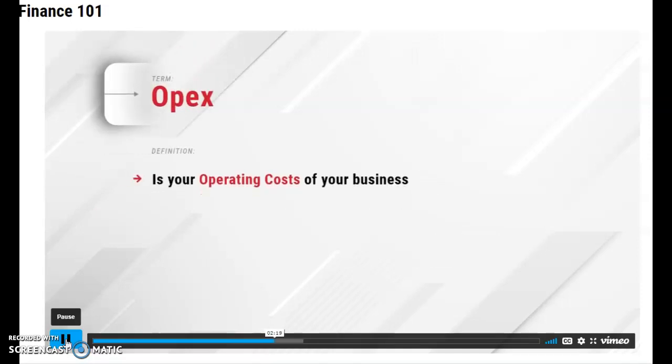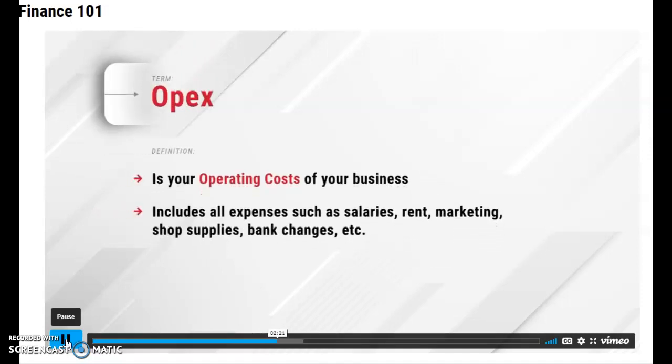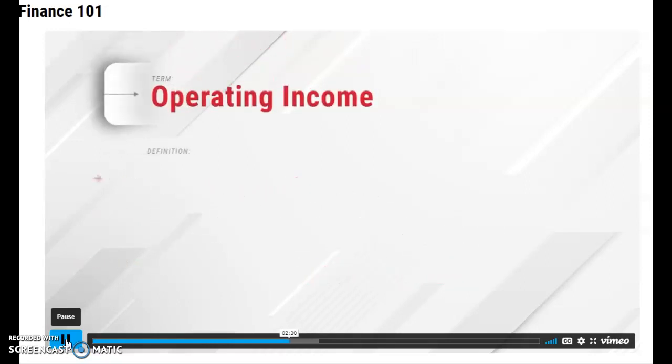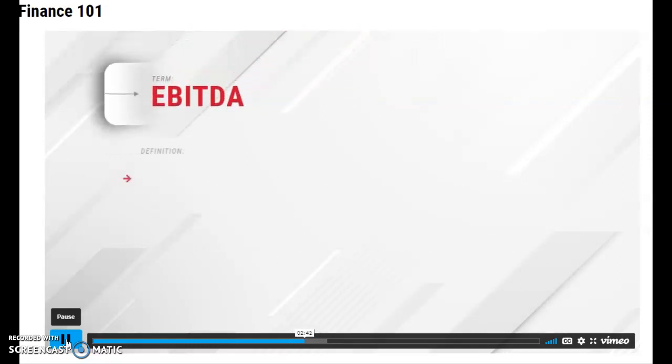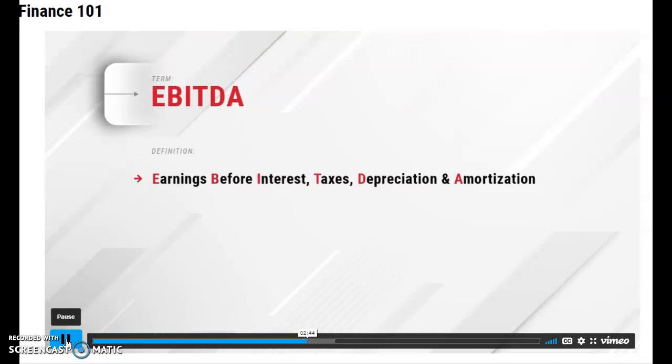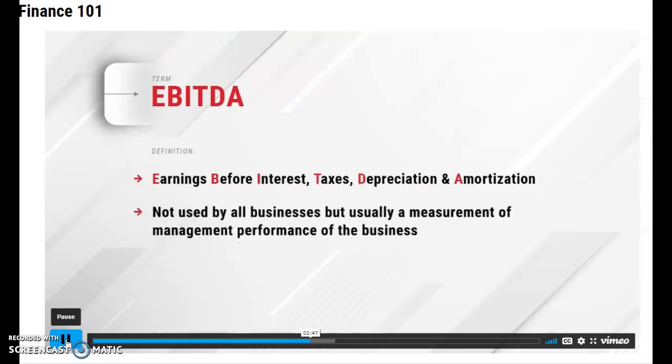OPEX is the operating cost of your business. It includes all expenses such as salaries, rent, marketing, shop supplies, bank charges, etc. OPEX can be made up of variable or fixed expenses. Operating income. Operating income is an accounting figure that measures the amount of profit realized from a business's operations after deducting operating expenses. EBITDA, earnings before interest, taxes, depreciation, and amortization, not used by all businesses but usually a measurement of management performance of the business.